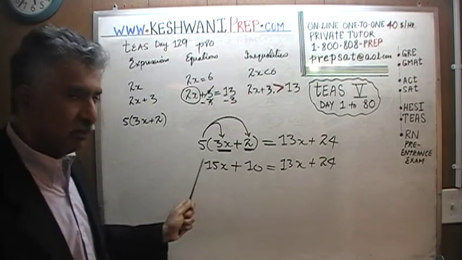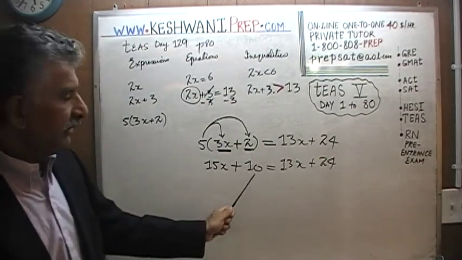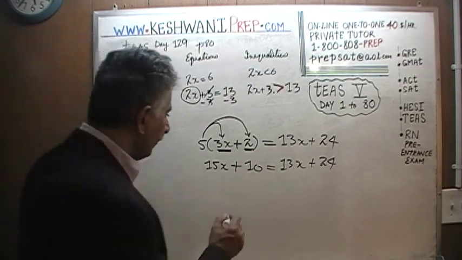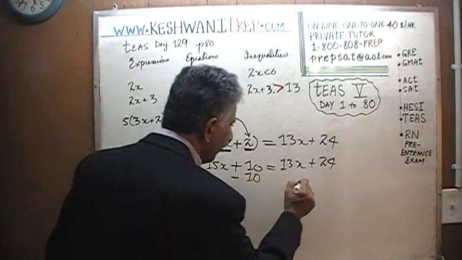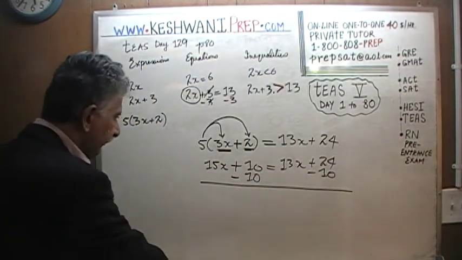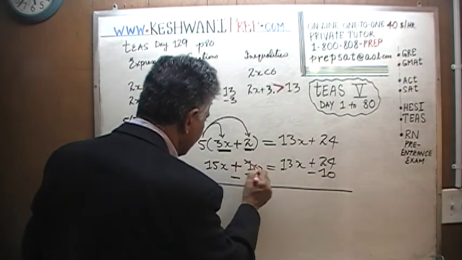Bring all the variables to the left-hand side, bring all the numerical values to the right-hand side. We see a 10 here, we need to bring it to the other side. Since it's a plus 10, we want to get rid of it. We get rid of it by subtracting 10 from both sides. Now, the positive 10 and the negative 10 are going to kill each other.